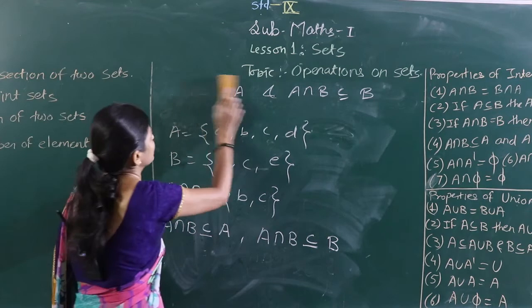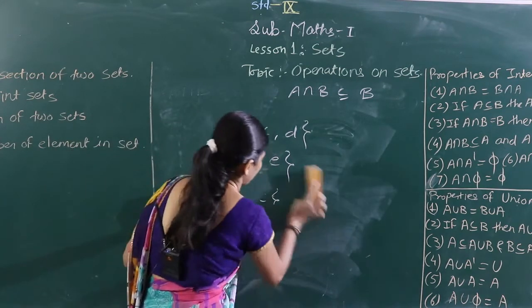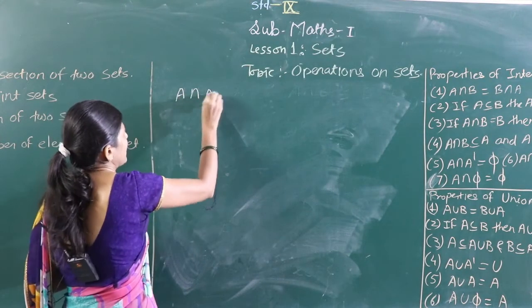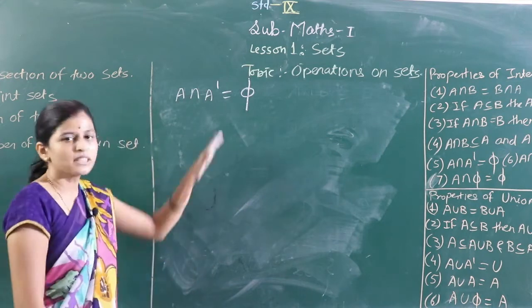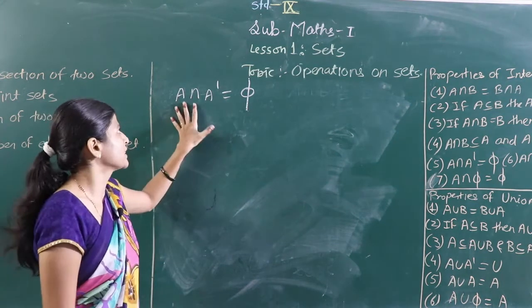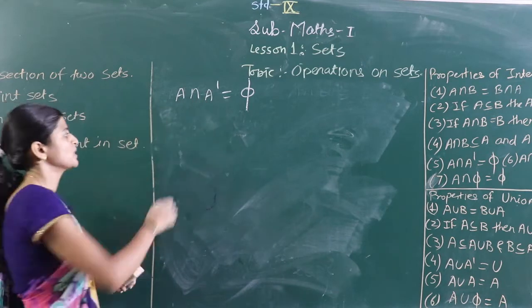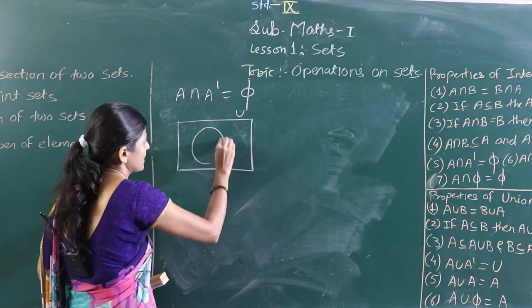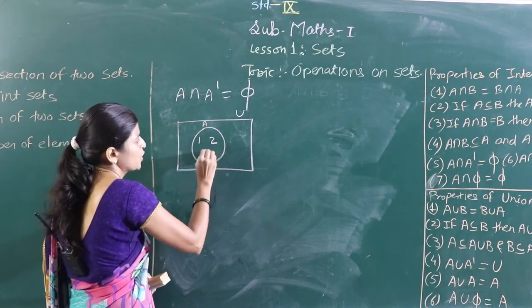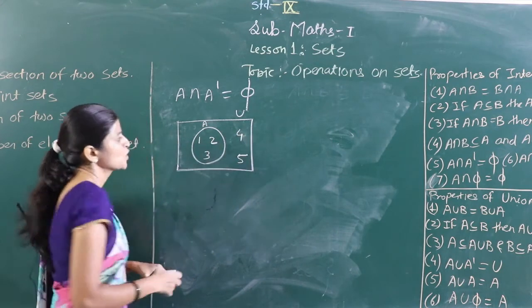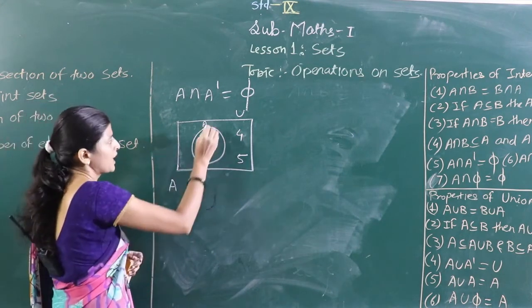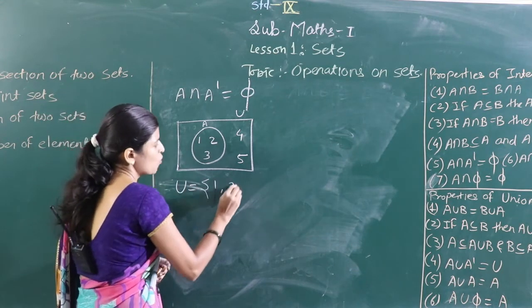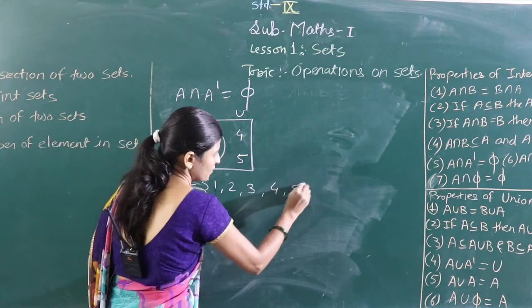Now the fifth property: A intersection A complement equals the null set, the empty set. Here the bar or prime means complement. Suppose we already learned about complement. Suppose this is the universal set and this is set A. Set A contains the elements 1, 2, 3. First we write down the universal set. The universal set is {1, 2, 3, 4, 5}.